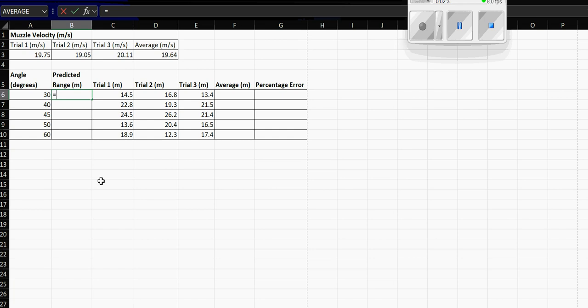equation. And the first thing I need to do is take my muzzle velocity and square it, my initial velocity. So I'm going to pick this one here, and I'm going to put that little caret and a 2. That means it's going to take what's in that cell and square it for me. But that's not enough. That's not my whole equation. So I'm going to keep going.